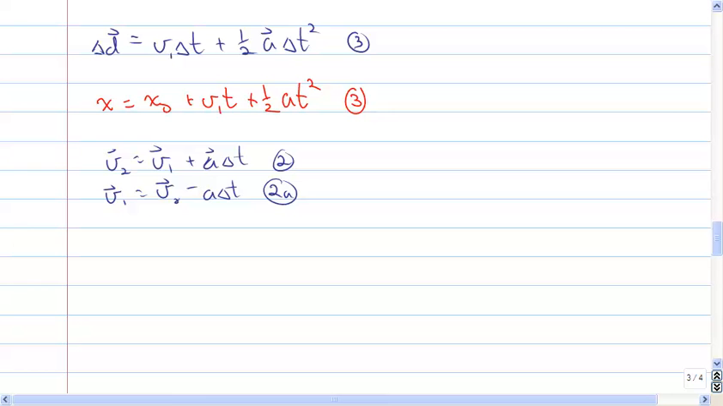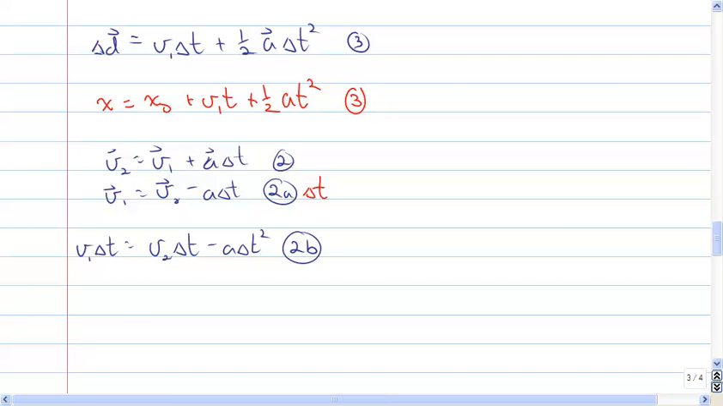Now I'm going to take 2A and multiply the whole equation by delta T, doing it to both sides. So V1 delta T is equal to V2 delta T minus A delta T all squared, because we multiply that through. I'm going to call this equation 2b.